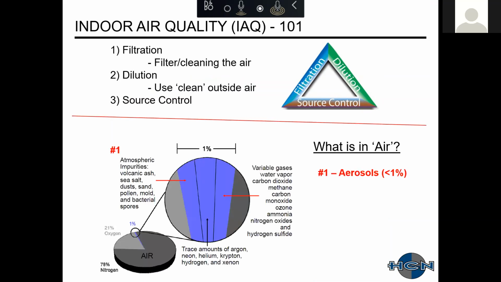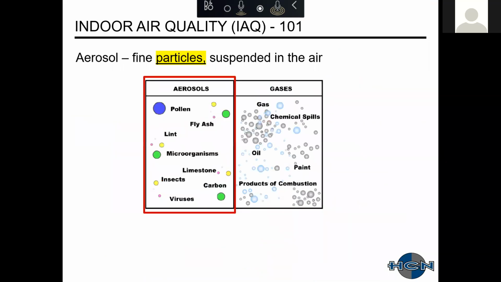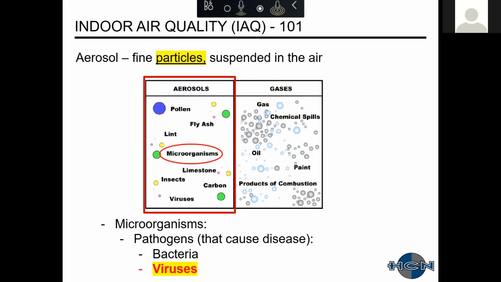Just basics. So you have your indoor air quality triangle made up of filtration, pollution, as well as source control. Just what is in air? So 1% or less than 1% is aerosols, and then the other 99+% is gases made up primarily of nitrogen and oxygen. Next, an aerosol is a fine particle that's suspended in air. There's a picture there showing what's composed in aerosols. What everybody's concerned about lately is microorganisms. Microorganisms can also be called pathogens that cause disease, bacteria, and then obviously with the COVID occurrence, want to call it a crisis, everybody's worried or concerned about viruses.